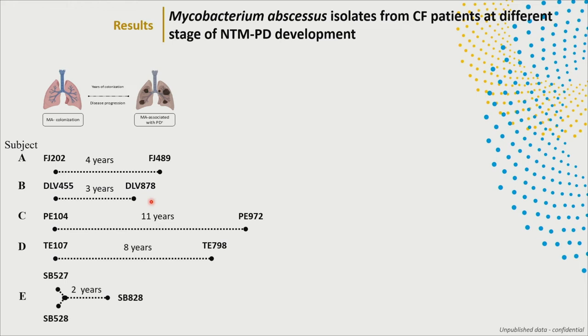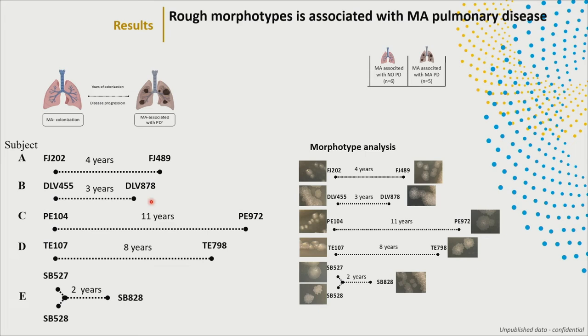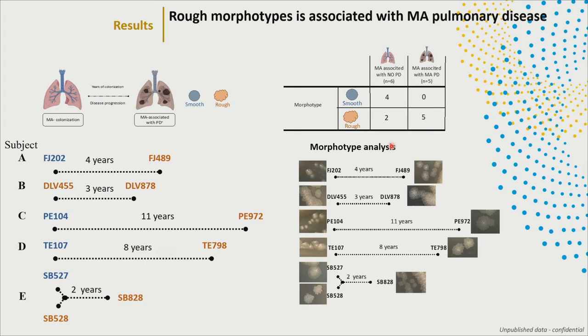So thanks to these strains, we went ahead and characterized the morphotype, and we were able to determine that four out of six strains associated with the asymptomatic colonization displayed a smooth, stable morphotype, while five out of five displayed a rough, stable morphotype at the advanced stage of the disease.